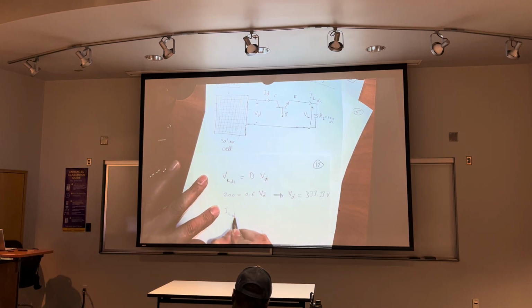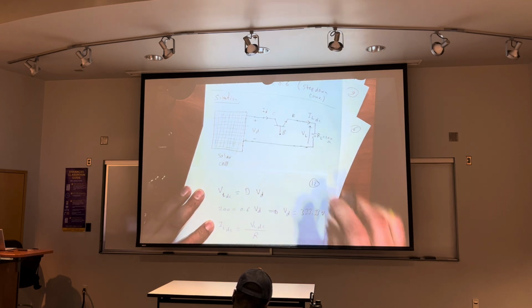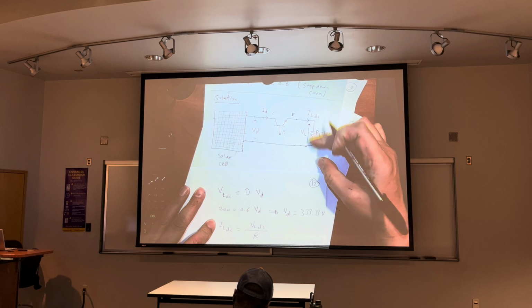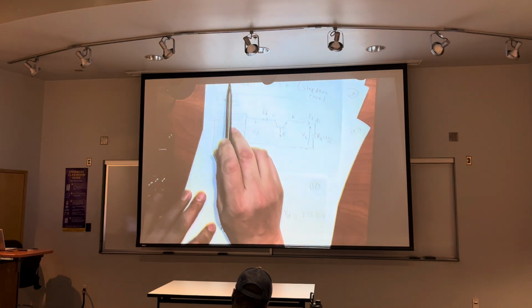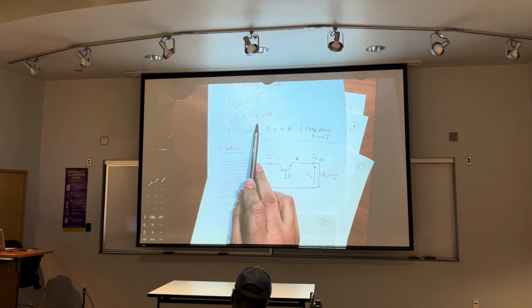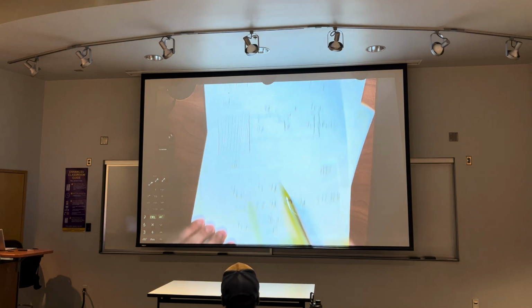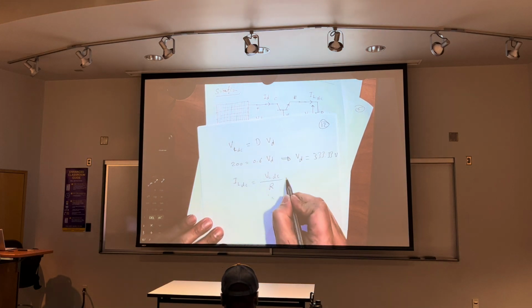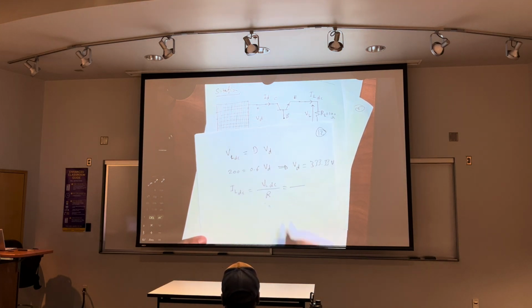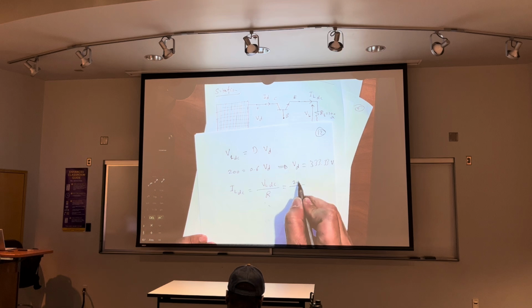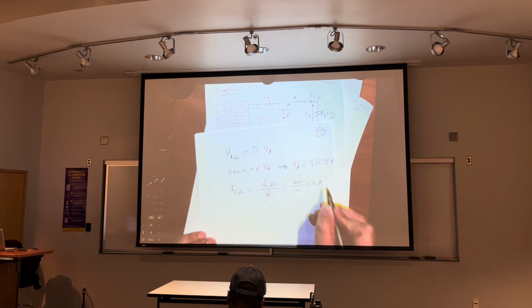I load DC equals V load DC divided by R. We have V load DC 200, divided by R, 100. So 200 divided by 100 equals 2 ampere.